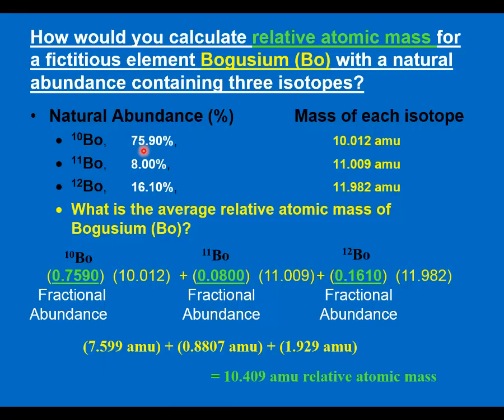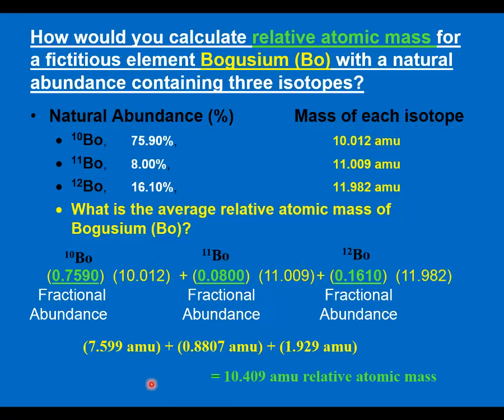So again, you can do a quick estimate just by seeing which whole number we're the closest to. We're the closest to 10. That frequently will give you an estimate as to which is the most abundant isotope. So isotope 10 is fairly abundant in the sample, even though I do have some others present at percentages of 8% and 16.1%.